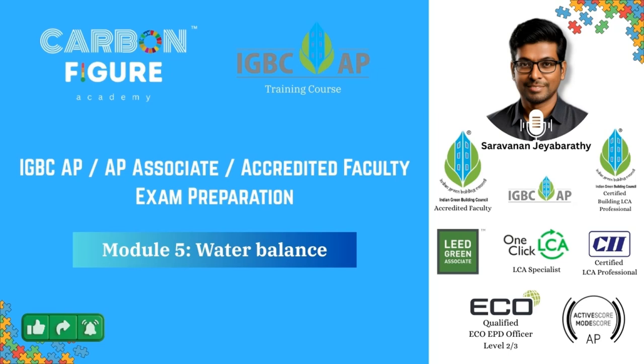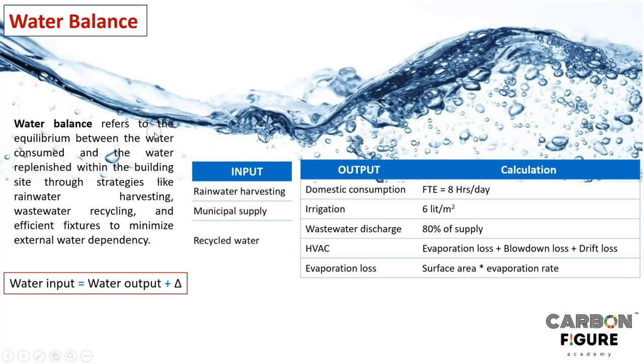In this video, we will be talking about Module 5, Water Balance. Water balance refers to equilibrium between the water consumed and the water replenished within the building site through strategies like rainwater harvesting, wastewater recycling, and efficient fixtures to minimize external water dependency.